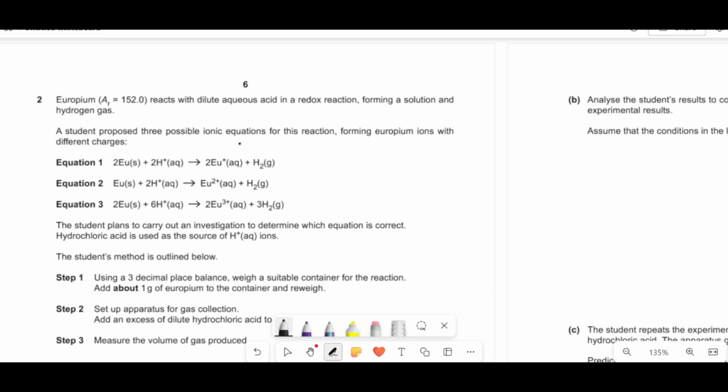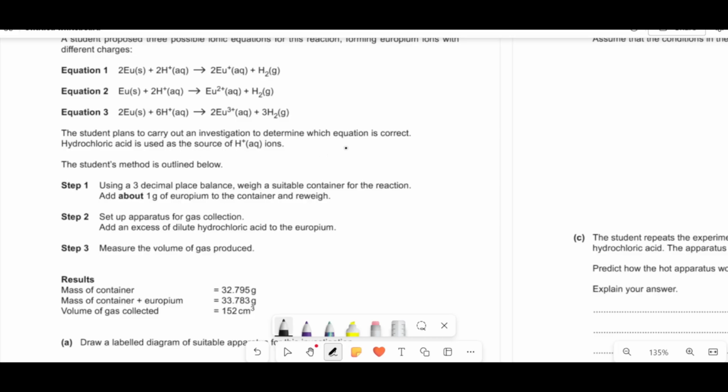So europium reacts with dilute aqueous acid in a redox reaction, forming a solution and hydrogen gas. The student proposed 3 ionic equations for this, forming europium ions of different charges. Here we go. The student plans to carry out an investigation to determine which one's correct. Hydrochloric acid is used as the source of the H+.